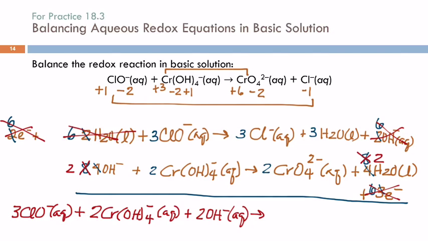And then on the right side, I've got 2 chromate ions and 3 chloride ions and 3 plus 2. Look, I've got 3 waters here and 2 there. So that's 5. 5 H2O.